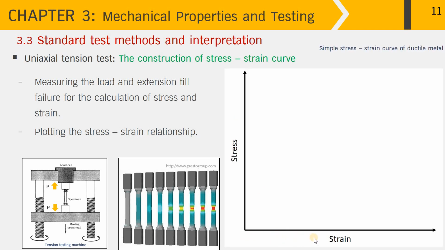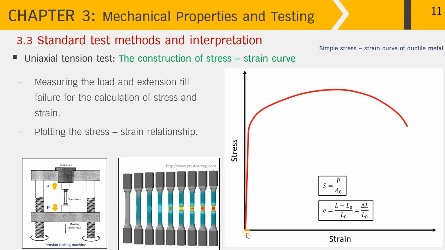The strain is plotted along the x-axis and the stress, of course, is on the y-axis. And from the expression of the stress and strain, and from the load and extension that we measured in the first place, we can now arrive at the values of stress and strain plotting on this graph, as you can see from these red lines. And I would like to explain each stage of tensile test a little bit in more detail.